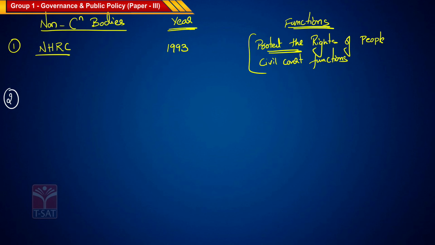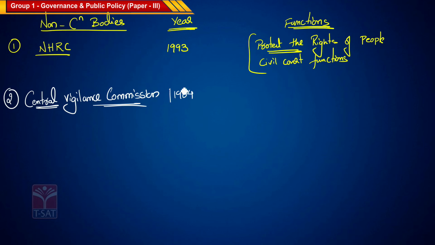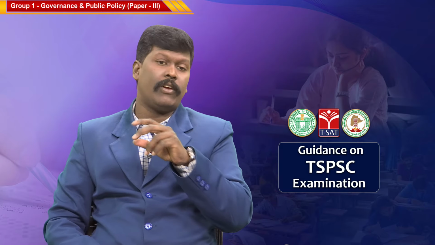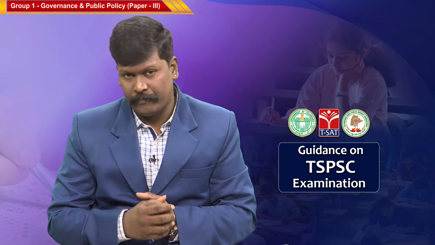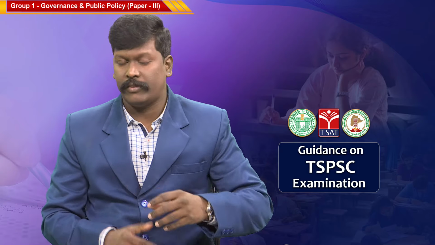Next one. The second important body is your Central Vigilance Commission. See, the Central Vigilance Commission was established in 1964. Now, very important, let me tell you this. It was actually established in 1964 as a non-statutory body, not as a statutory body, under the Ministry of Home Affairs.